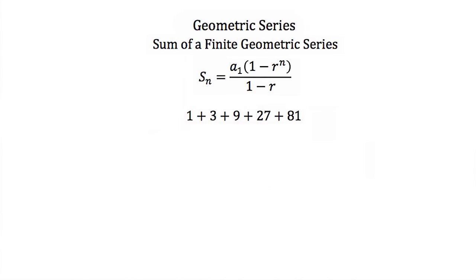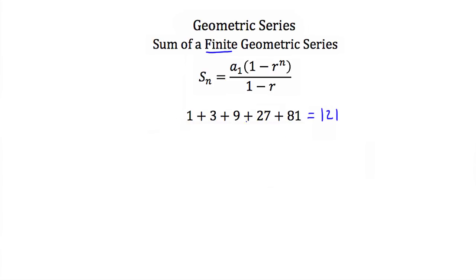Now if we have a finite geometric series, that means there's a final term at the end of our series, and we can find the sum or evaluate this series for its sum by adding all the terms together. So if I have 1 plus 3 plus 9 plus 27 plus 81, I can take 1 and 3 and add them together and get 4, then add 9 and get 13, then add 27 and get 40, and then add 81 and get 121.